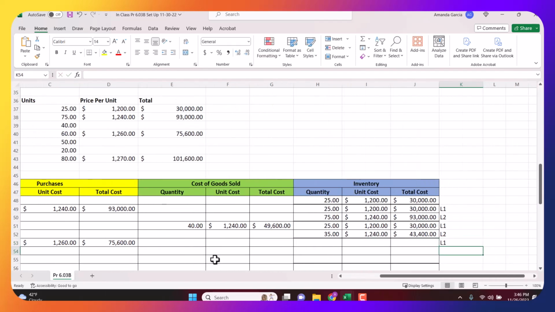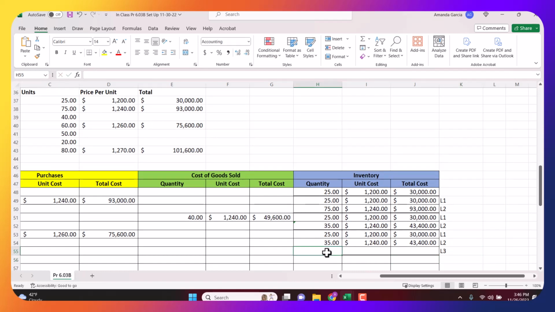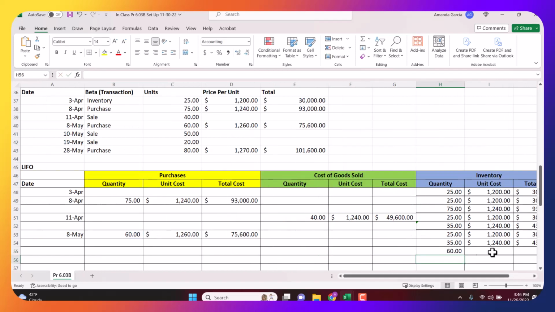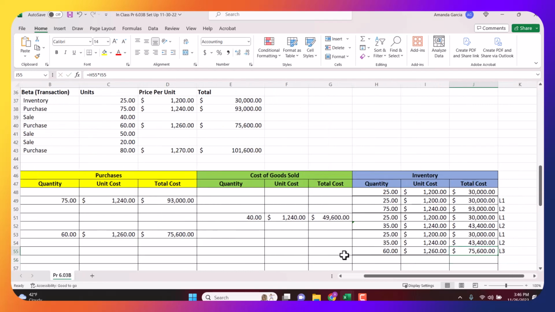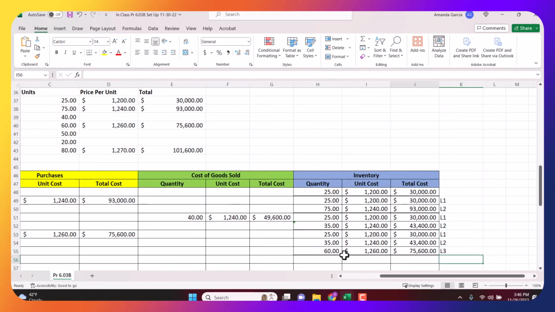Okay, L1, we're bringing it down. L1, we still have 25 units at $1,200. 25 times 1,200. We have 35 units. We still have L2 before we make a purchase, 1,240. So this is L2, and this is the first example when we have L3, I believe, in class. You might have had some for homework. So L3 is 60 units at $1,260, so $75,600. So now we have 1, 2, and 3.